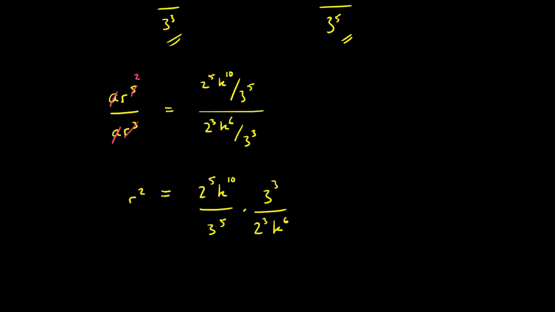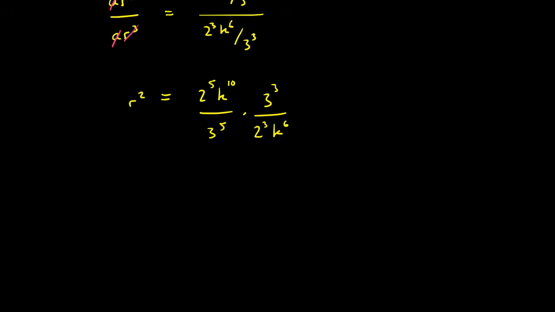And now hopefully we can simplify the right-hand side. So we divide top and bottom by 2 to the power of 3, so that becomes 2 to the power of 2. And we can divide top and bottom by 3 to the power of 3, so that disappears and we get 3 to the power of 2. And we can divide top and bottom by k to the power of 6, so that becomes k to the power of 4. So if I write this out in full, I get 2 to the power of 2 times k to the power of 4 over 3 to the power of 2.